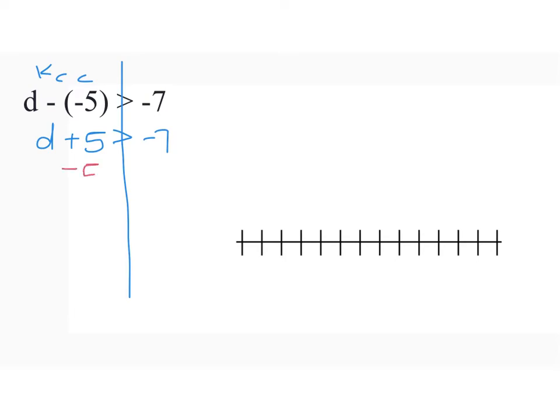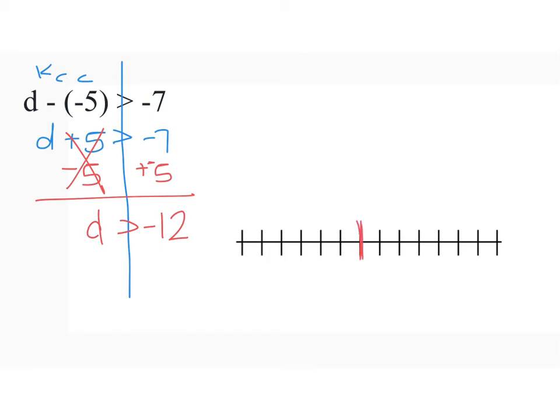I can solve by subtracting 5 on both sides. And that leaves me with d is greater than, and then negative 7 minus 5, keep change, is negative 12. And I'm done. Now I want to take note, in both of these problems that we've done, we have not multiplied or divided by a negative number, so we're not having to flip our signs at all, which is great. So now we're just going to plot d is greater than negative 12.